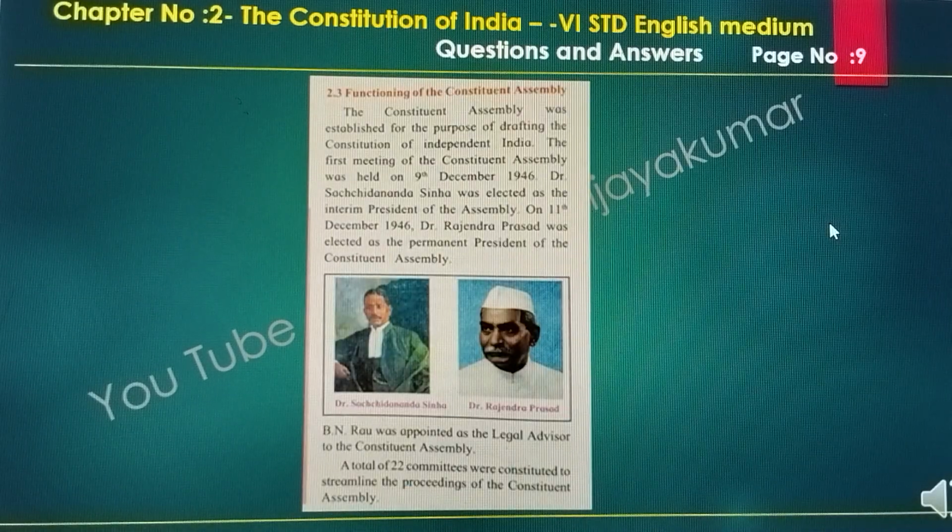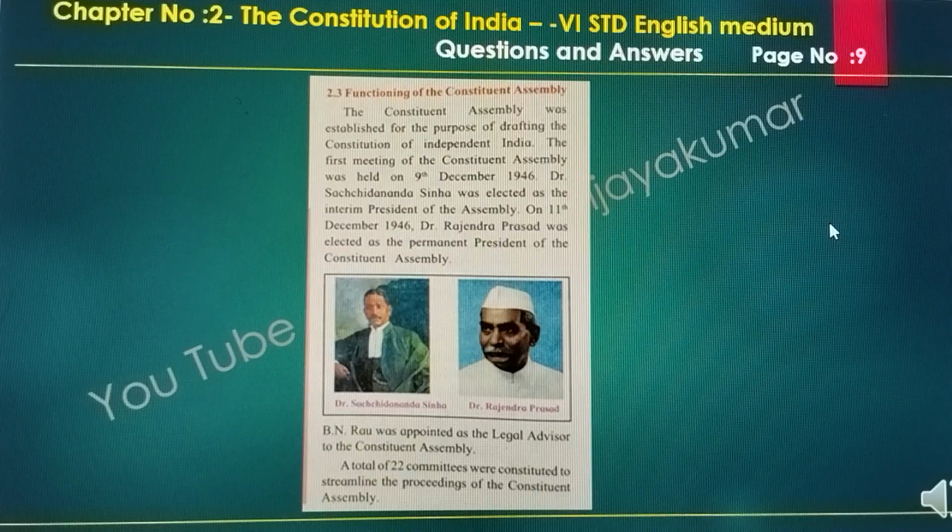Functioning of Constituent Assembly. The Constituent Assembly was established for the purpose of drafting the Constitution of independent India. The first meeting of the Constituent Assembly was held on 9th December 1946. Dr. Sachidananda Sinha was elected as interim president of the Assembly.